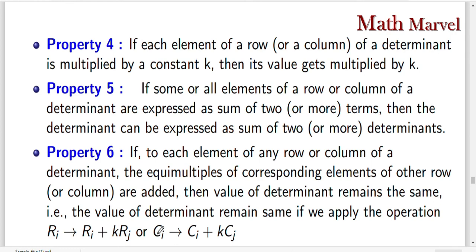That is, the value of the determinant remains the same if we apply the operation Ri goes to Ri plus k Rj or Ci goes to Ci plus k Cj.